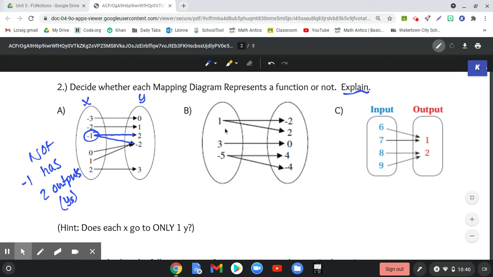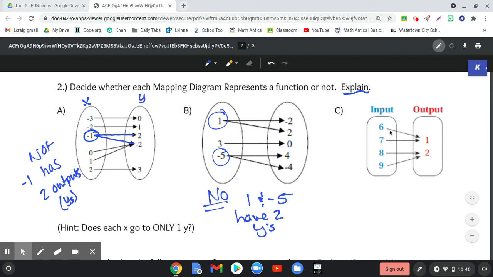What about this one? Oh my goodness, 1 and -5 are breaking the rules. So 1's saying it has 2 birthdays, and so is -5. So that's not a function either. 1 and -5 have 2 y values. Can only have 1.